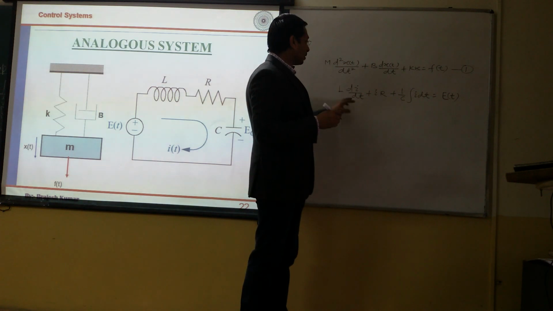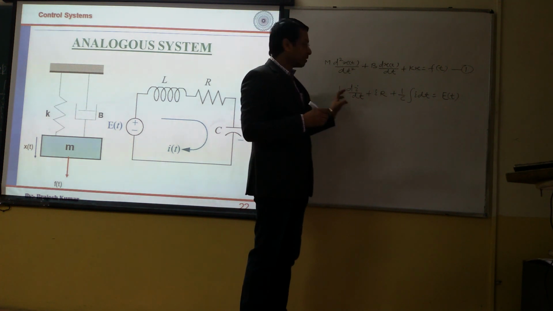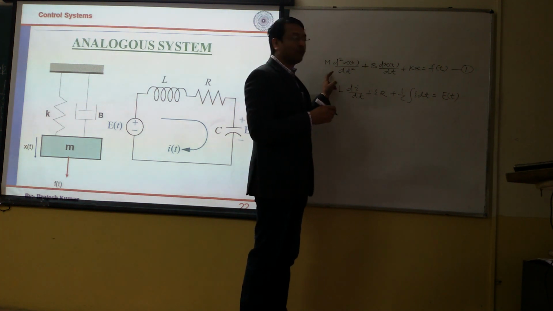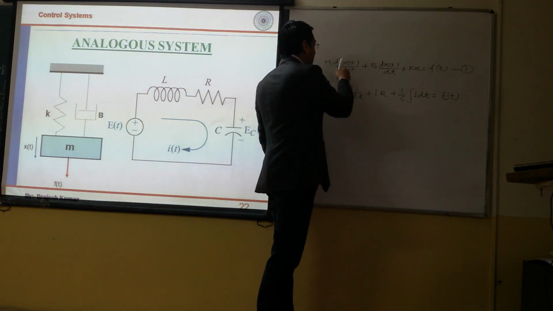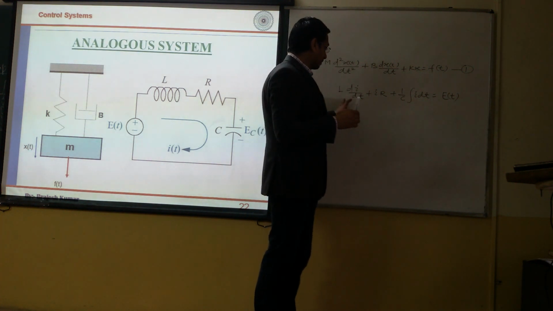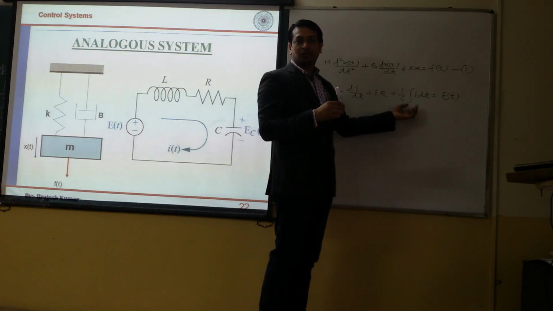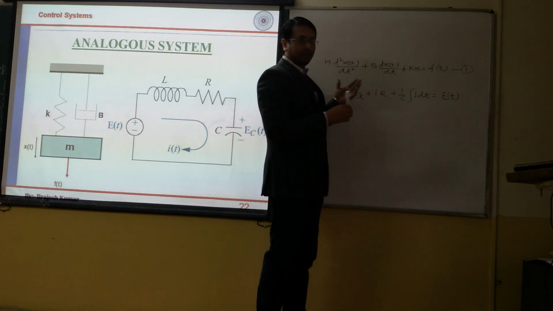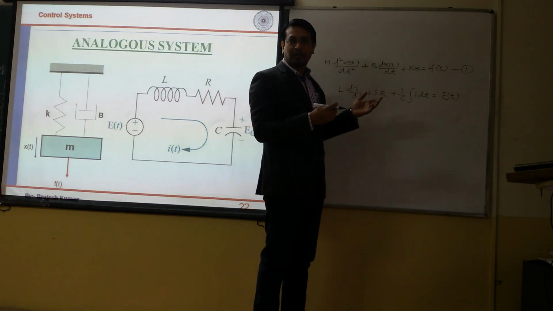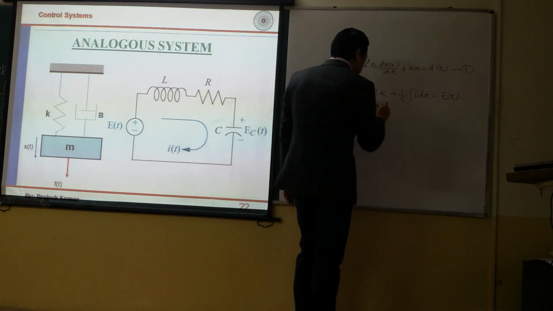Now you want your equation for the electrical system to be in a similar form to that of the mechanical system. Here we can see that there is a differential of second order, but here there is a differential of first order, and also an integral term is there. So our aim is to remove this integral term and try to get a differential of an electrical physical quantity into the second order. What do you do?